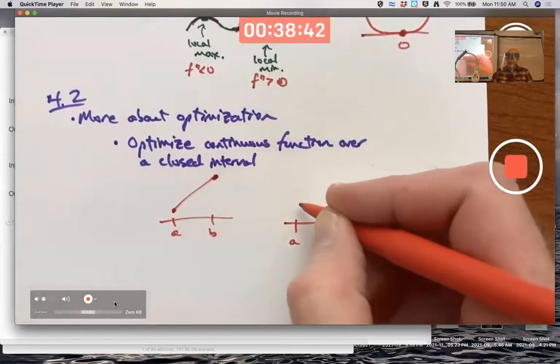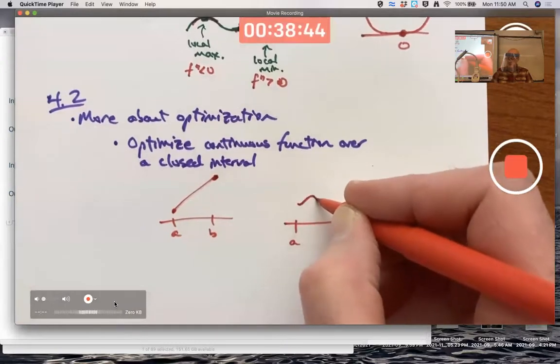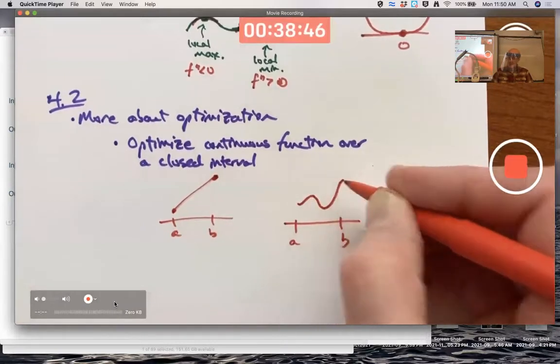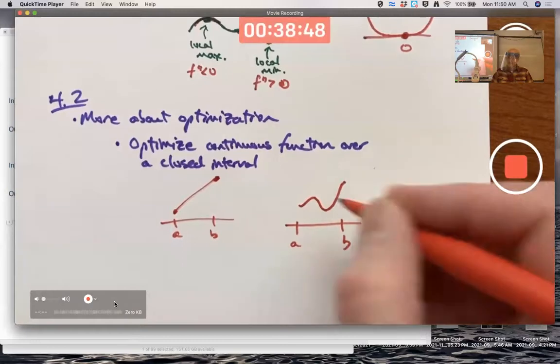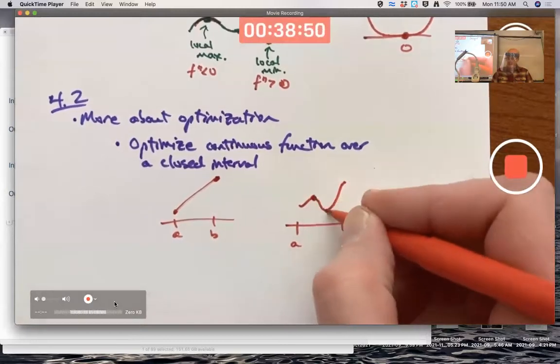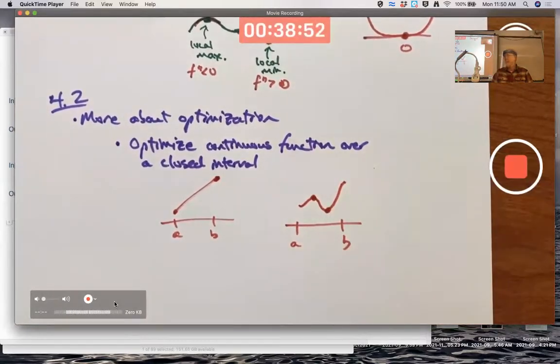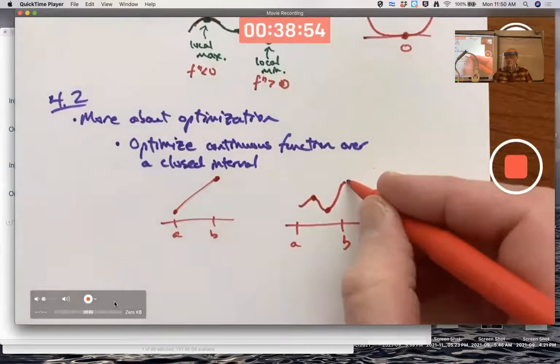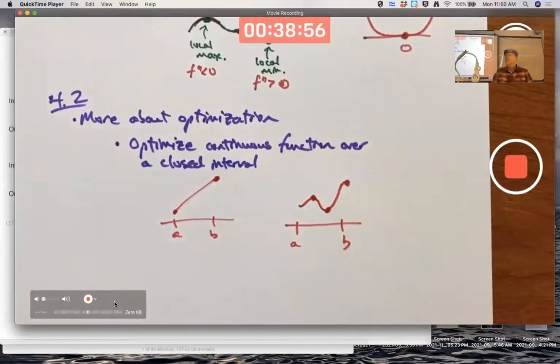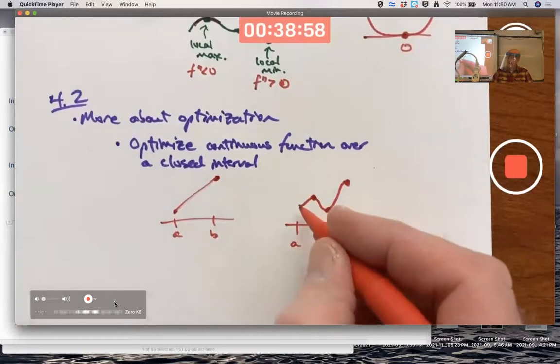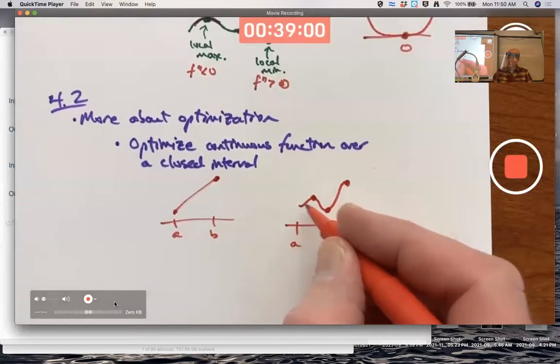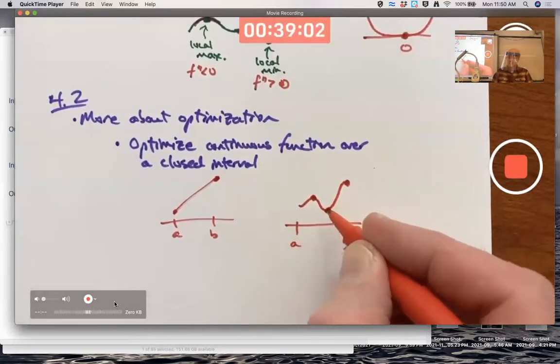You know, more typical kinds of examples would be stranger kinds of graphs. Maybe you'd have something like this. There's a local maximum here and a local minimum here, but neither of those is a global maximum. The global maximum is at the right endpoint. The left endpoint is neither a global maximum nor global minimum. It looks like this point's the lowest. This local minimum is also a global minimum.